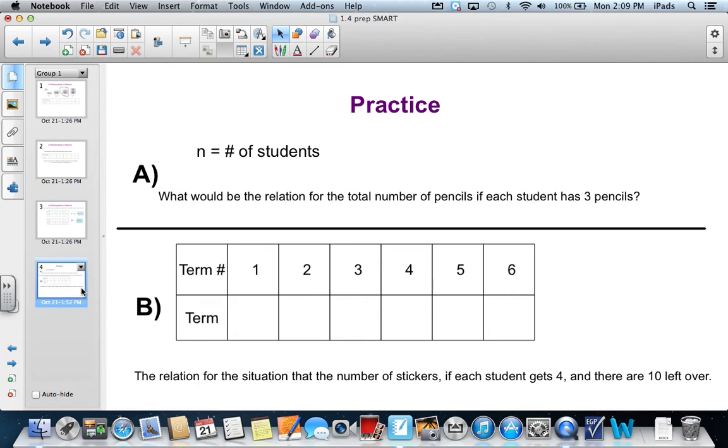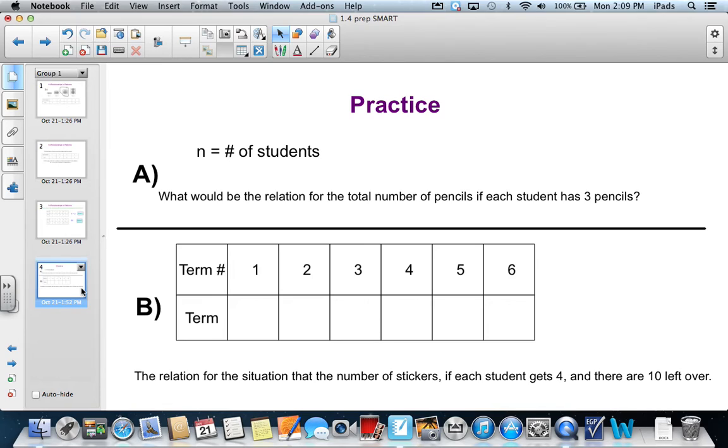So what your practice is going to be today, it's just a two-parter. N is equal to the number of students. So what would be the relation of the total number of pencils if each student has 3? So there are N number of students. It doesn't matter how many students you have. Every single one of them has 3. So what would be the relation of the number of pencils to the number of students? How could you figure that out without ever knowing? How you could write a relation without actually knowing how many pencils there are?